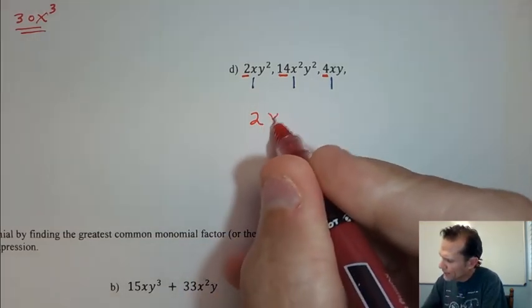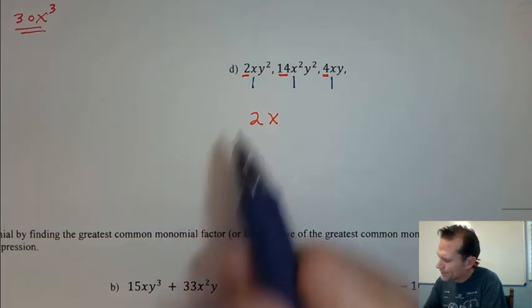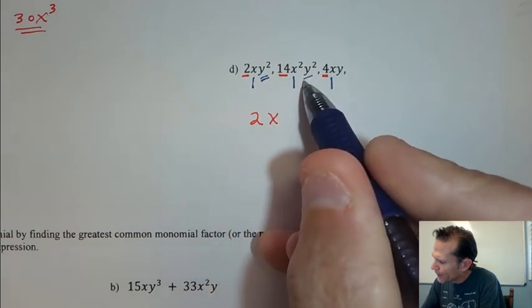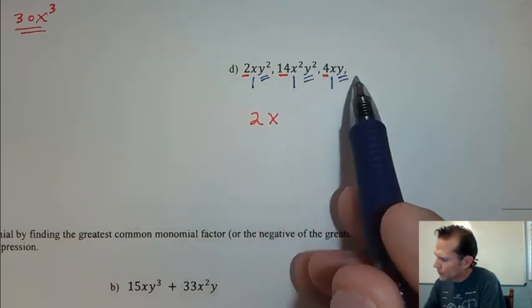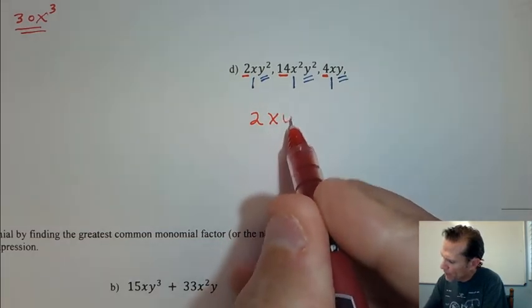I'll just write x. And then I check to see if they each have a y. Here's a y, and a y, and a y. Well, the least power, this is y squared, y to the first. So the least power is y.